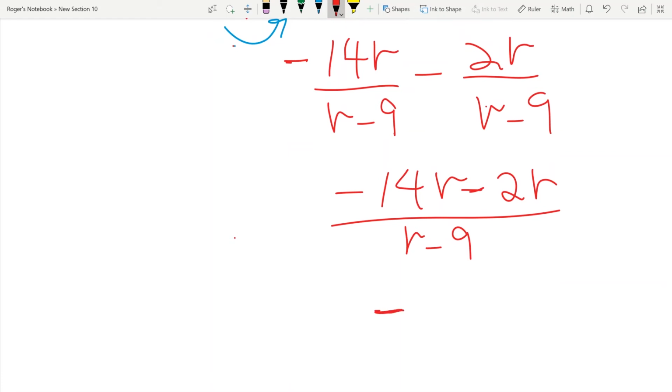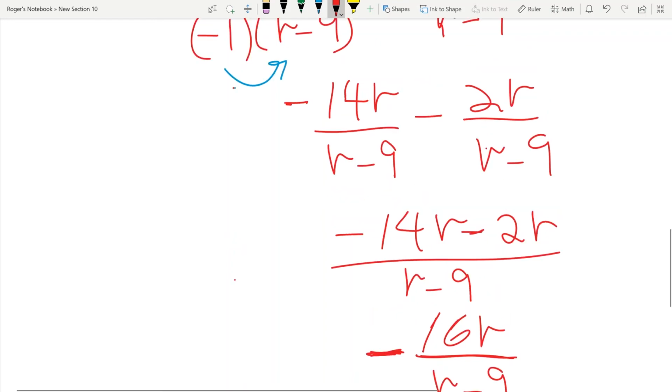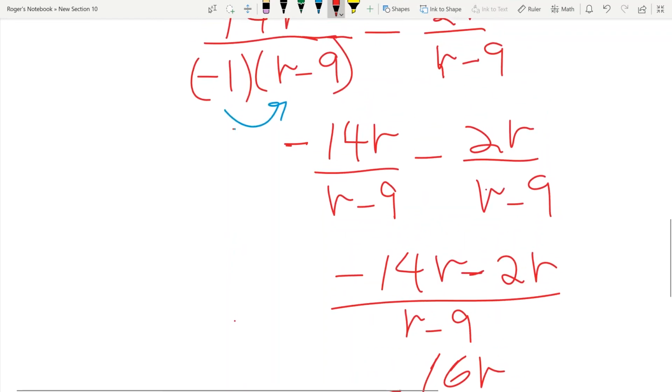So we end up with, and we could write it like this, minus 16r over r minus 9. We could put the minus sign out front like that. So minus 16r over r minus 9. Okay, I hope that looks pretty decent. That's one way we could go about doing this problem. So again, the little trick is you can factor out a -1 to flip something around.